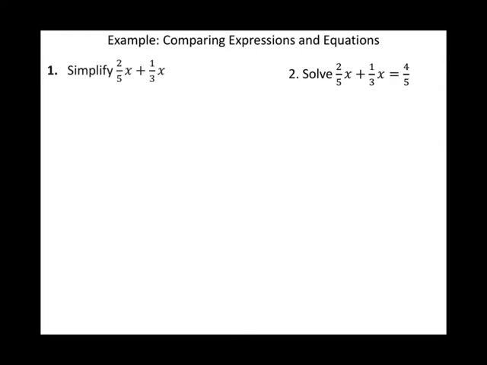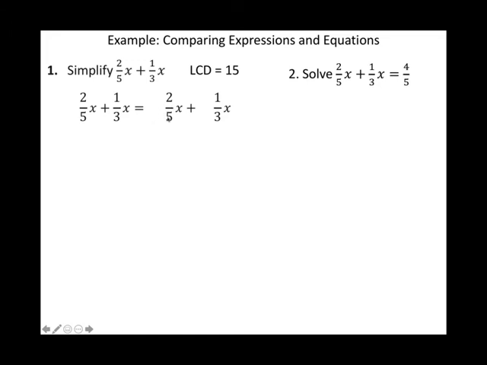Okay, example, comparing expressions and equations. So, number 1, simplify. Again, you don't have the equal sign. You know this is an expression. Simplify means I want you guys to combine the like terms. So I do have the x here and I do have an x in here. So these two guys are like terms. So first step, I want you guys to find out the LCD. 5 and 3 LCD will be 15. Okay, so LCD equal to 15.